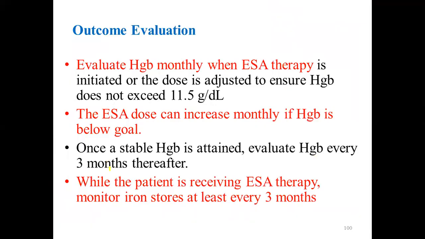So in summary, I'm just finishing for today. How do you assess the outcome? Evaluate the hemoglobin monthly when this therapy is initiated. Then ESA doses can be increased monthly if the hemoglobin level is below the goal. Once a stable hemoglobin is achieved, you can check it every 3 months. If a patient is receiving ESA therapy, you monitor the iron stores at least every 3 months.